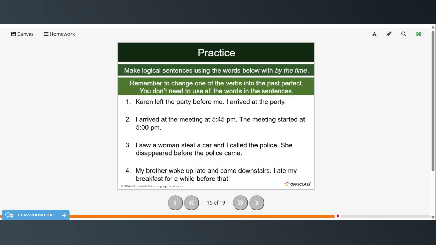So now make some logical sentences using the words with by the time. Remember to change one of the verbs to the past perfect, and you don't need to use all the verbs in the sentences. So pause the video, go ahead and try these on your own, and then restart when you're ready to check your answers.